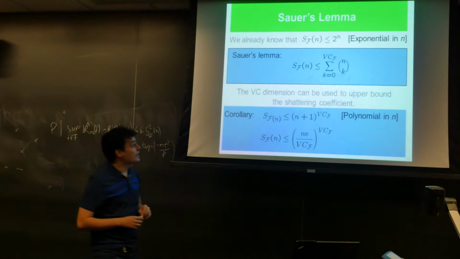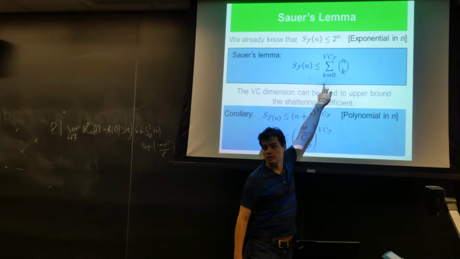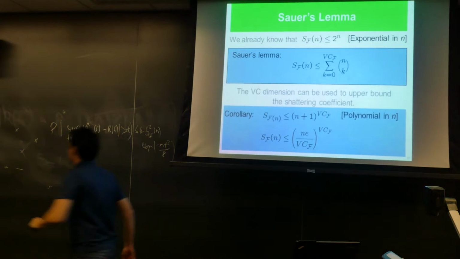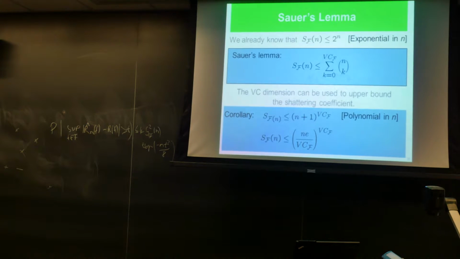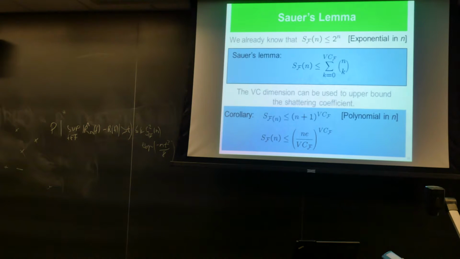All right, so there is an important lemma, which is called Sauer's lemma, which says that this shattering coefficient can be upper bounded in this form. S_F(n) is not bigger than the sum over k going from 0 to the VC dimension of the function class F, of n choose k. And of course, we already know that S_F(n) is less than 2 to the n.